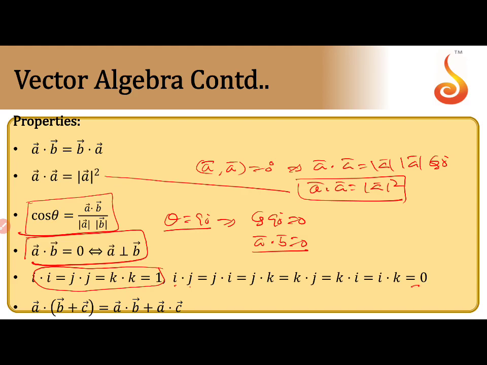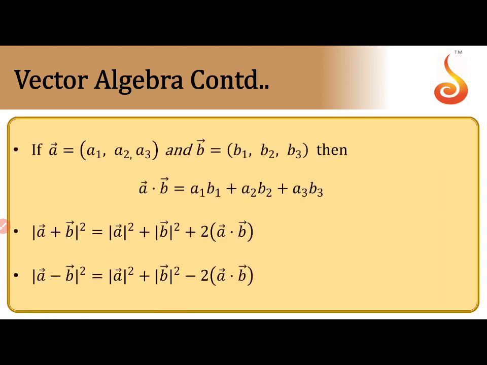Next, A dot B plus C is A dot B plus A dot C. That means dot product is distributive with respect to addition. A dot B plus C is A dot B plus A dot C only. Just remember it as a property. Next, how to find a dot product between two vectors?